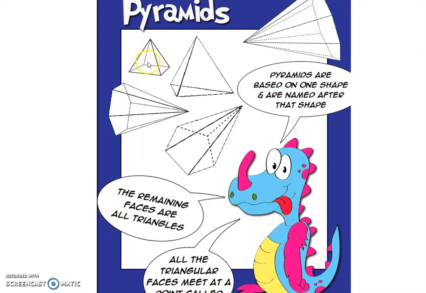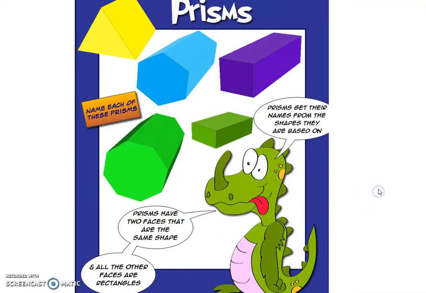So this is a square pyramid because it's got a square on the bottom. Triangular pyramid because it's got a triangle on the bottom. Hexagonal pyramid because it's got a hexagon on the bottom. Then it comes up to the point right there and there's triangles on all the sides. Pentagonal pyramid and an octagonal pyramid.